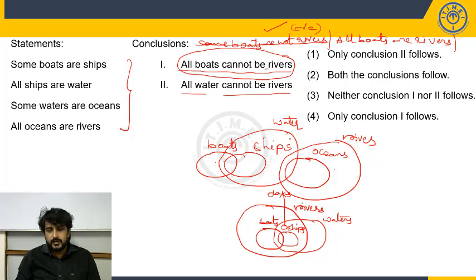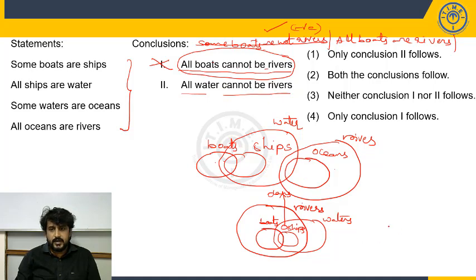And we have one more link with the oceans and water. Some waters are oceans. Yes, all oceans are waters implies that some waters are oceans. So I am able to prove all boats are rivers. So when we are able to prove all boats are rivers, all boats cannot be rivers is false. Now similarly, all waters cannot be rivers.